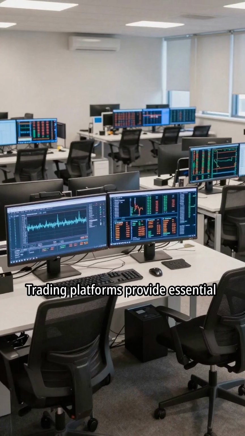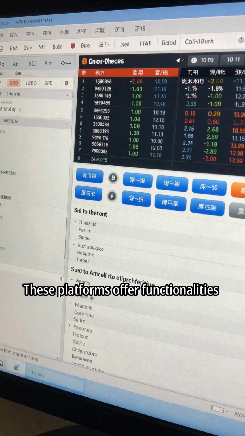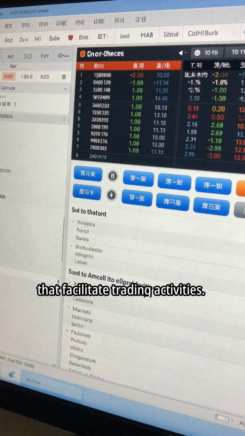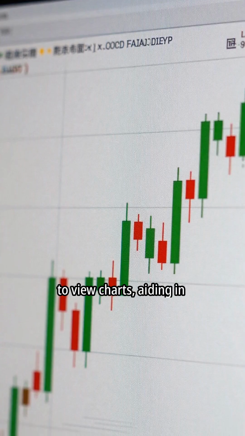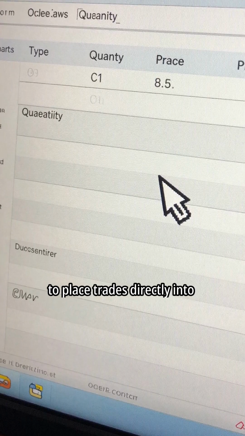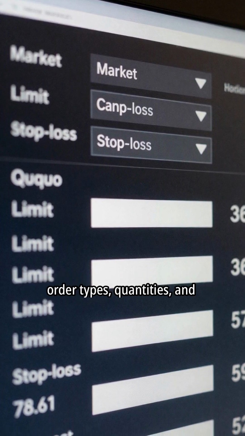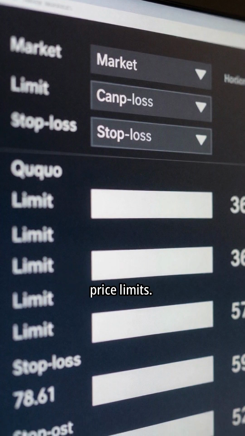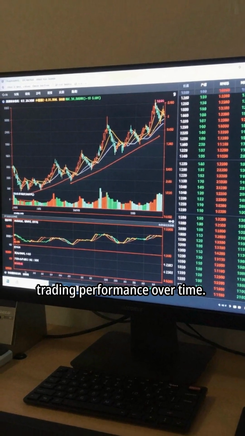Trading platforms provide essential tools for market participants. These platforms offer functionalities that facilitate trading activities. One key function is the ability to view charts, aiding in technical analysis. Platforms also enable traders to place trades directly into the market. Trade placement includes specifying order types, quantities, and price limits. Furthermore, these platforms allow users to track their trading performance over time.